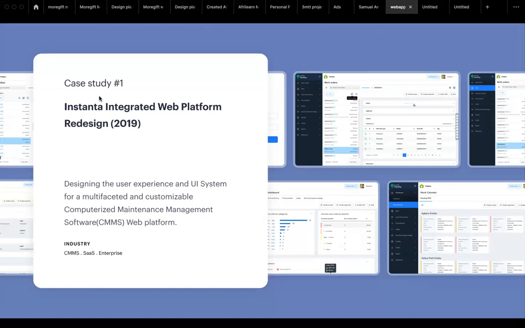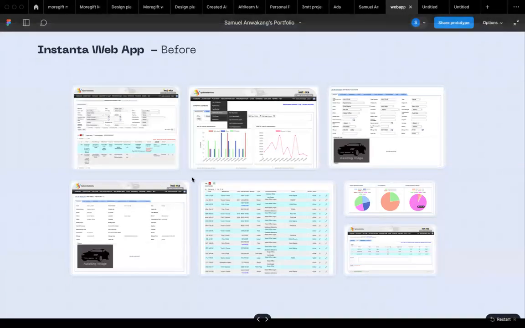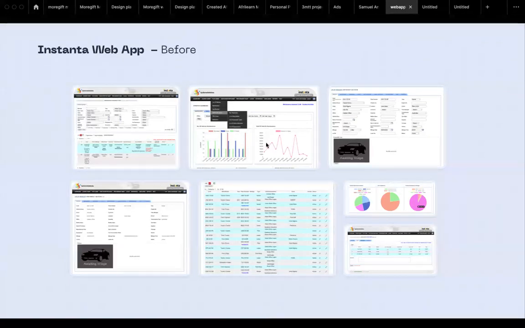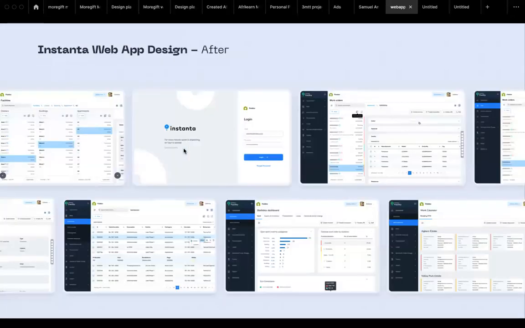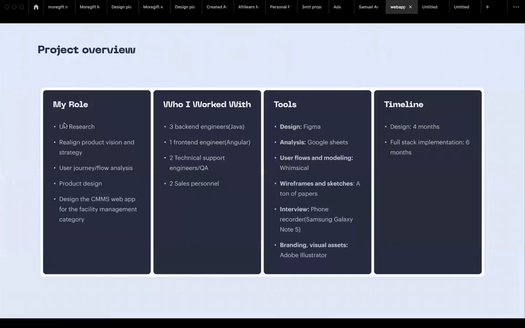Like I said, this project was done, I think, in 2019. It was supposed to be a redesigning project because there was already a platform. Let's go through the story. This was the previous web app design that was there before. You can see the way it is. We'll break it down after going around. This was the screen that was done after that.